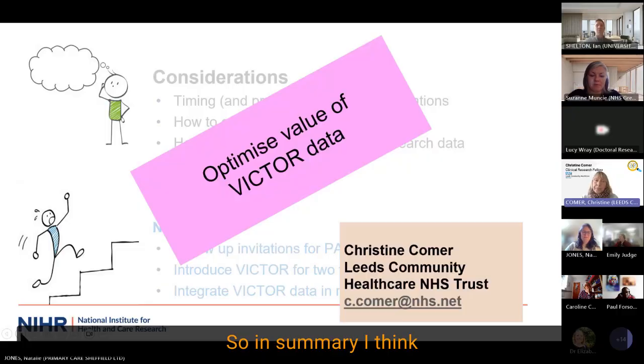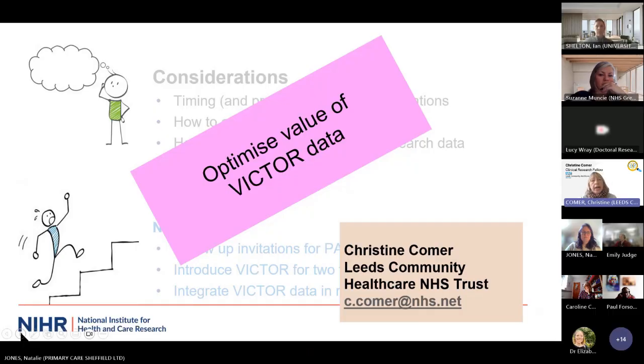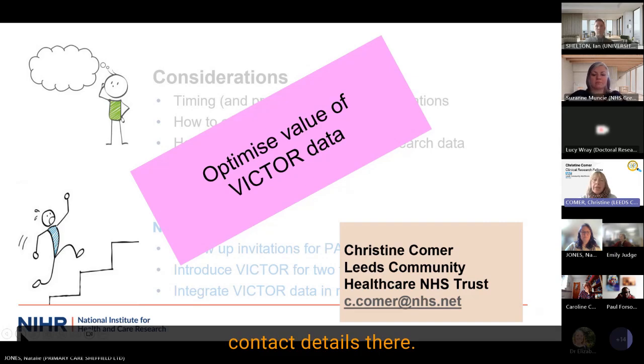So in summary, I think the Victor tool is fantastic. It collects something that no other tools collect, and it's really valuable data. But I think what we need to think about is how we optimize the value of that data and what we do with it. And I've just put my contact details there. Very happy to talk to anybody about our experiences and to help anybody else get on board if that's what you want to do.